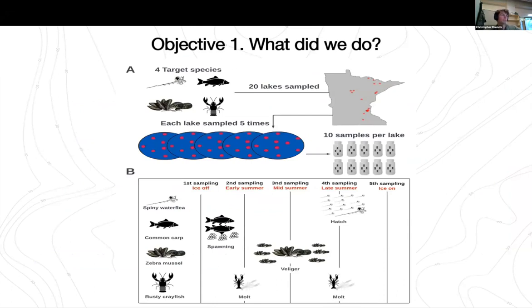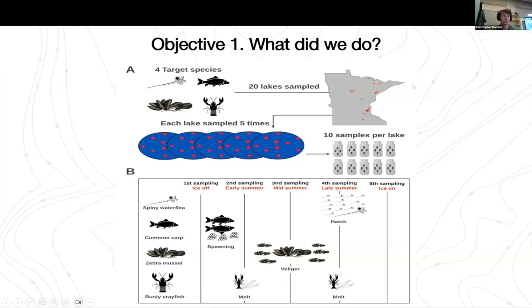So I'll start with what we did for objective 1. We chose these 4 target species, and I mentioned them earlier: spiny water flea, common carp, zebra mussel, and rusty crayfish. We chose these species based on their known harm to water bodies, as well as the fact that we have pretty good estimates of where these species are throughout Minnesota. And so we chose 20 lakes where we thought at least one or more of these species existed.